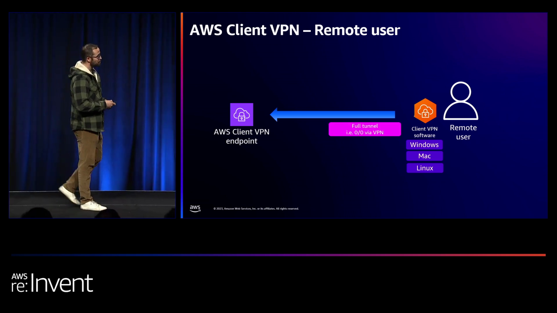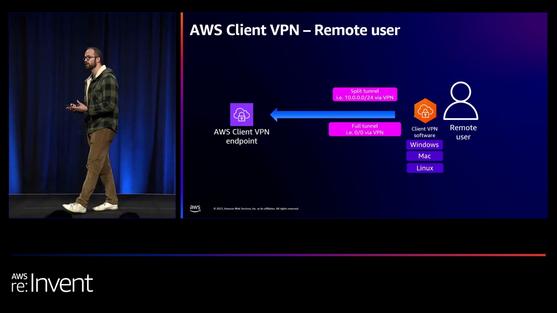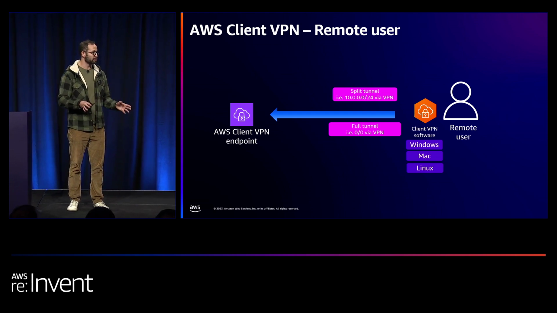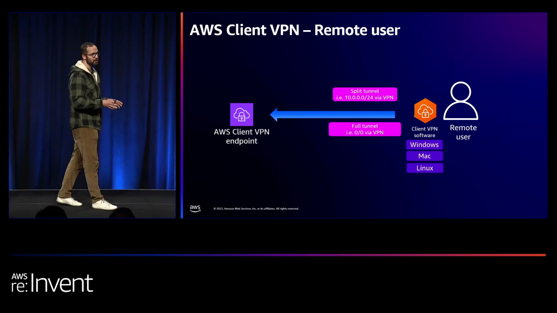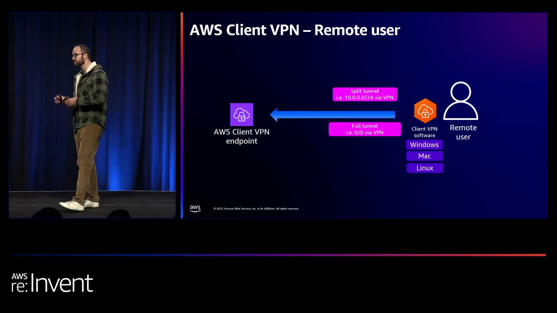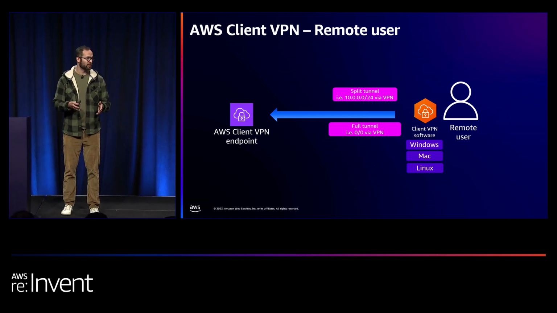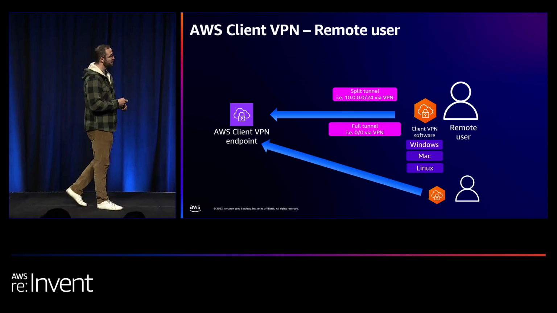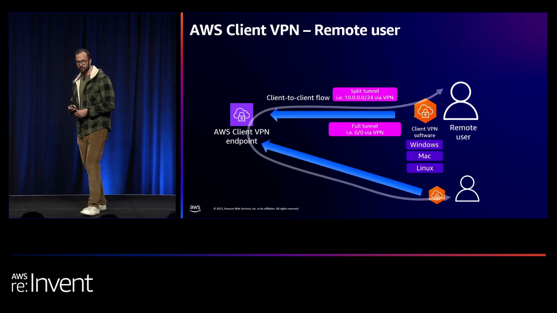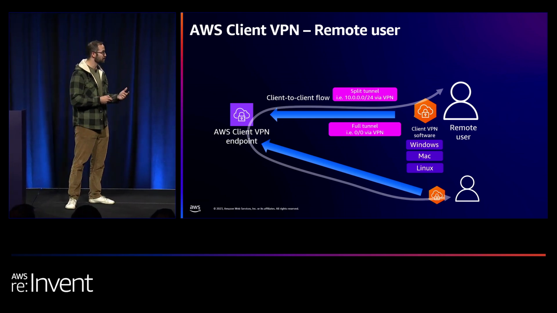And then from a connectivity point of view, Client VPN supports both full tunnel as well as split tunnel. With full tunnel, what we're saying is any traffic to any destination should go over the tunnel first, regardless of where it's going. With a split tunnel, we're defining a specific IP address block that should go over the TLS tunnel, and everything else, connectivity to other destinations, will just use the remote user's local network connectivity. Now, if you have multiple users connecting at the same time, there's also an option to enable client-to-client flow directly without having to go through the VPC. That's a fairly recent feature as well.